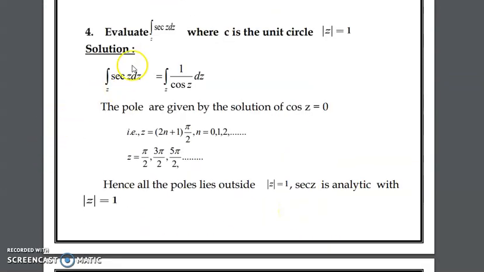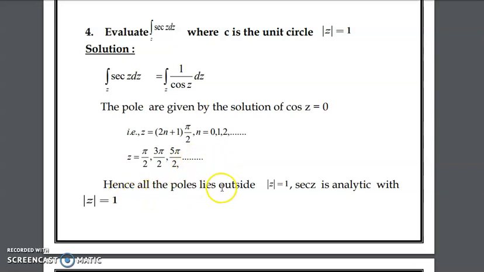So next, fourth question. Evaluate the integral over C of sec z dz, where C is the unit circle, |z| = 1. So how do you write sec z? 1 by cos z. The poles are given by the solution of cos z = 0, that is, cos z is equal to 0 when z = (2n + 1) pi by 2, where n = 0, 1, 2, etc. So z = pi by 2, 3 pi by 2, 5 pi by 2, etc.